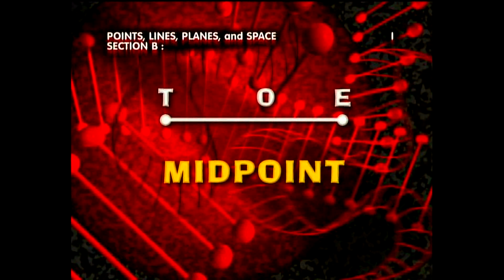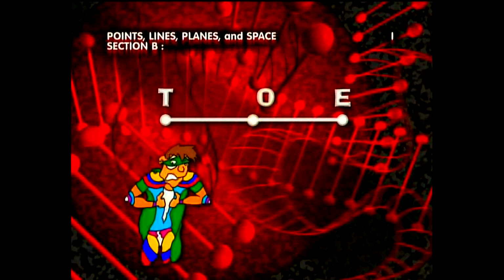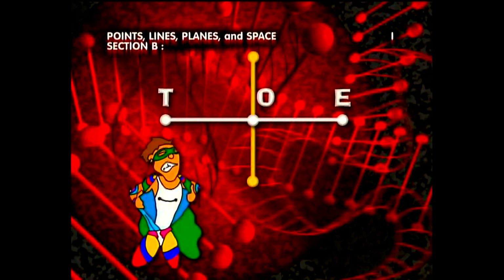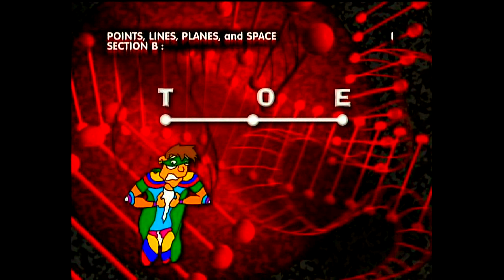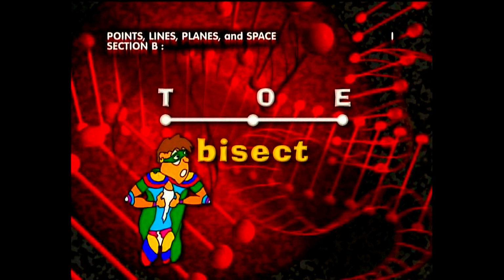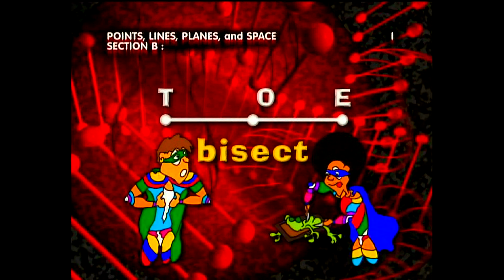That's really just a complicated way of showing that R is between T and E. A midpoint is the exact middle of a segment. Not a little to the right or a little to the left, the exact middle. O is the midpoint of segment TE. When a line, ray, segment, or plane, which we'll define in a minute, crosses a segment at its midpoint, it's said to bisect the segment. Not dissect, but bisect.